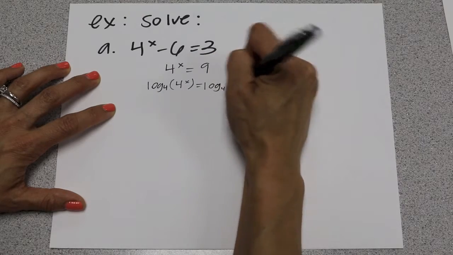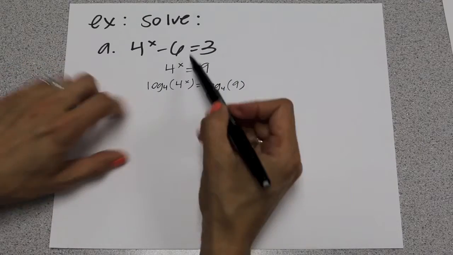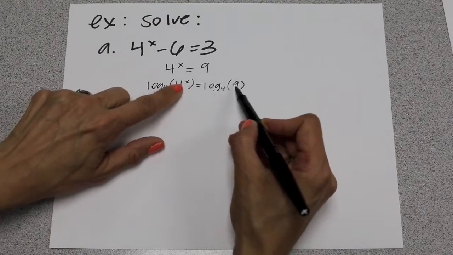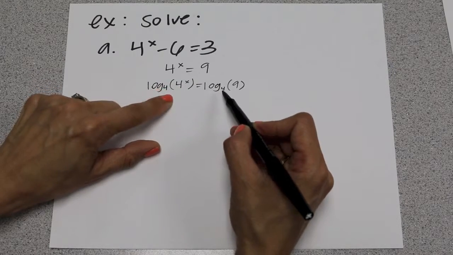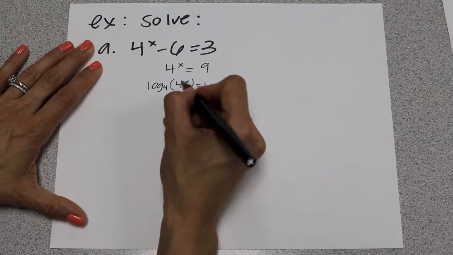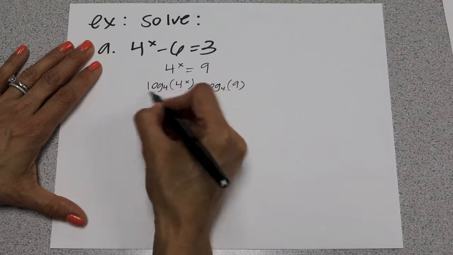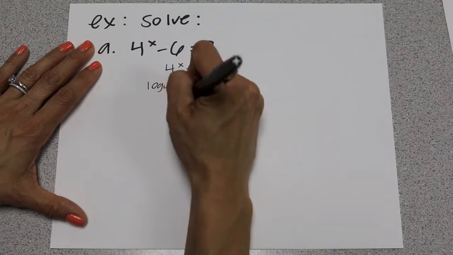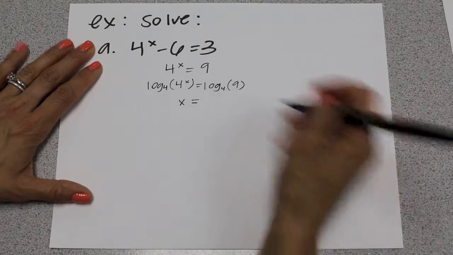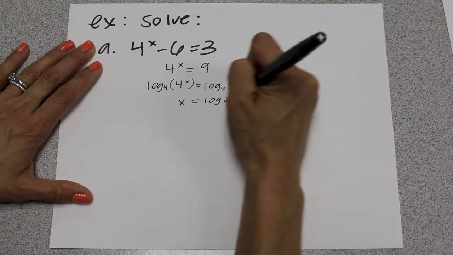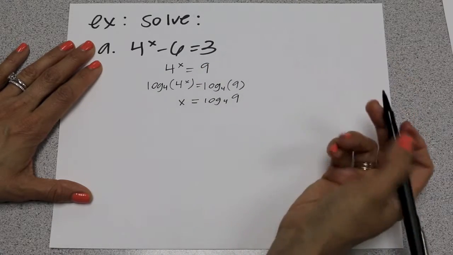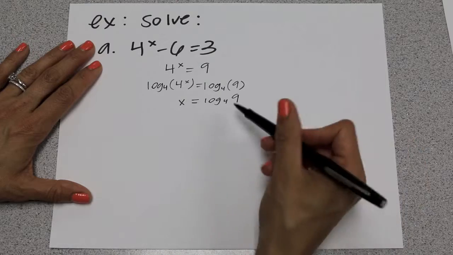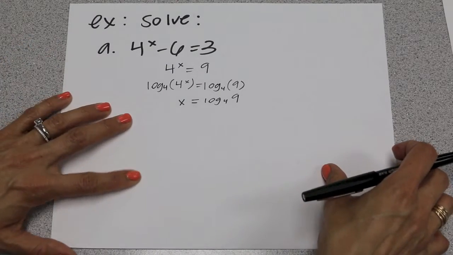And when you take the log base 4 of both sides, so you can see 4 to the x and the 9 didn't change, you just take the log base 4 of both sides. What happens is on this side, these undo each other, and you're just left with the exponent, which is x. So here's your answer, log base 4 of 9. You can leave it like that, or you could use the change of base formula if you wanted to from before.